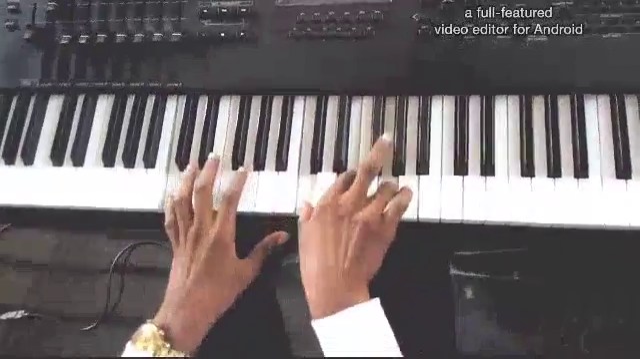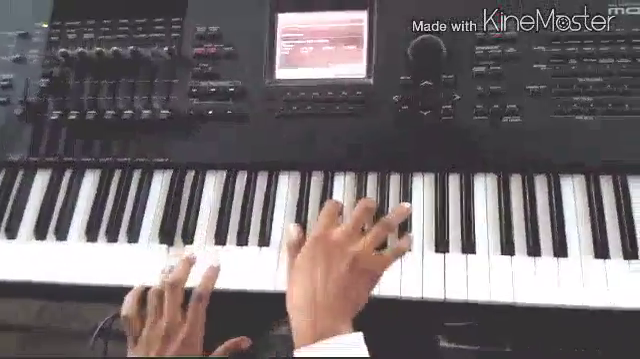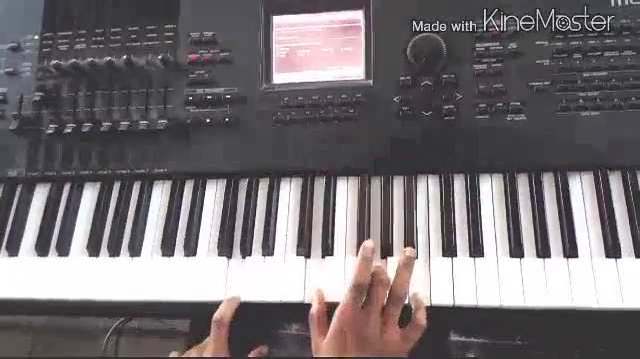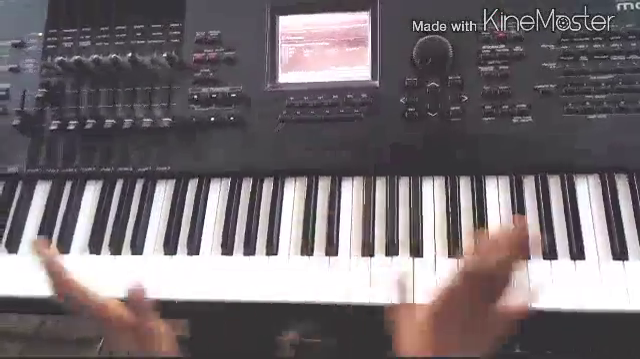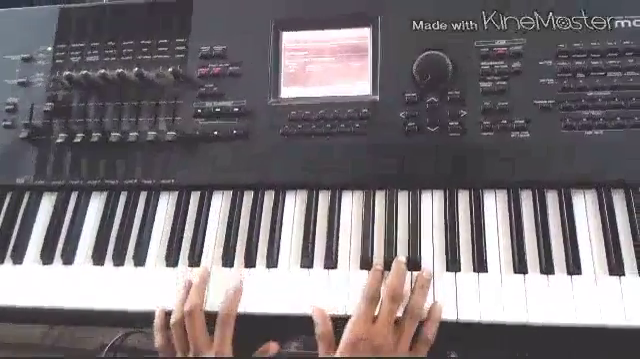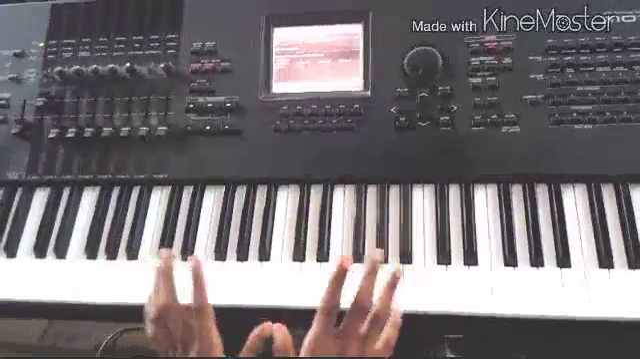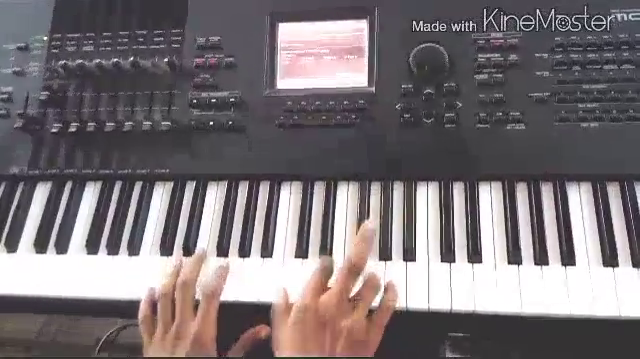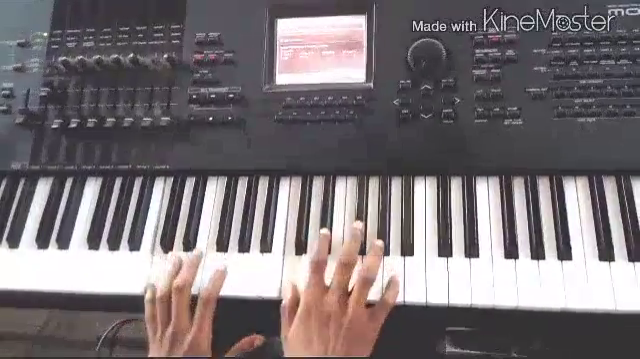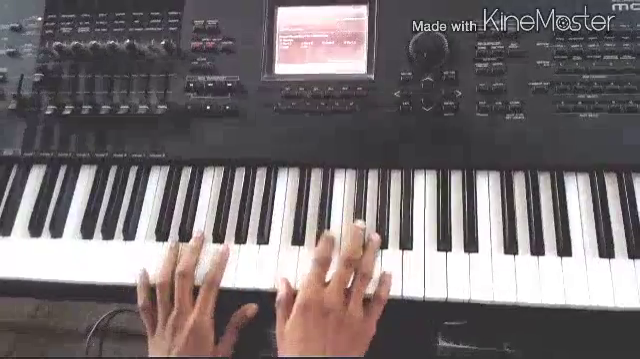I'll go again. The only major chords here are my Do and my Sol, but my Re, Mi, Fa are all diminished chords, so they sound like this. Go slowly again.